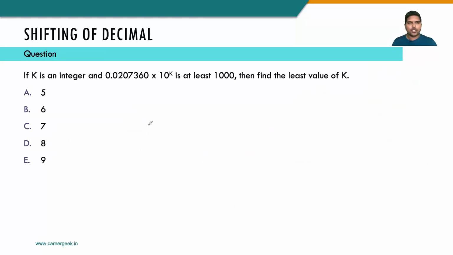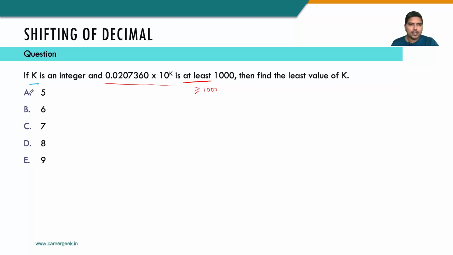Okay, one last question. If k is an integer and this into 10 power k is at least, meaning greater than or equal to 1000. I want at least 2 pence. That means I want minimum 2 pence, right? 2 or more is fine. Now, find the least value of k.